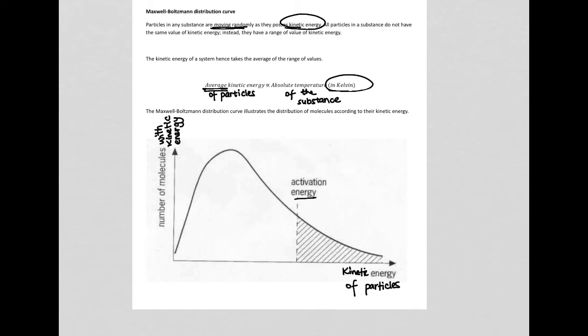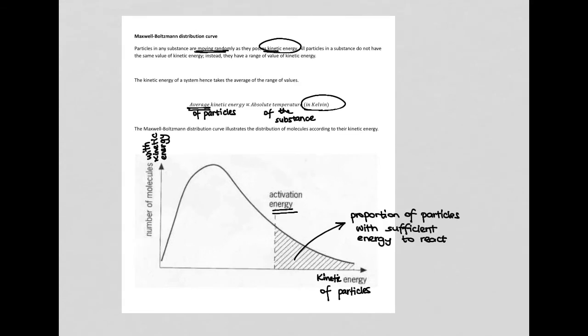Here you have the activation energy, and this is the minimum amount of energy that particles need in order for the reaction to take place. So over here you have the proportion of particles that have enough energy to react, and over here, the unshaded area, you have the proportion of particles in the sample that do not have enough energy to react.